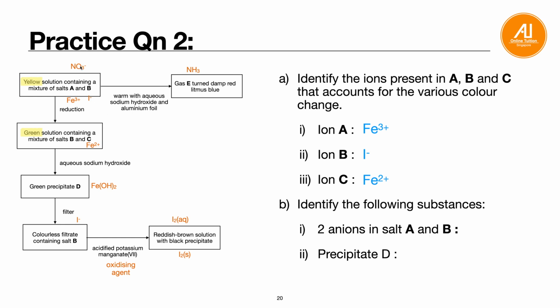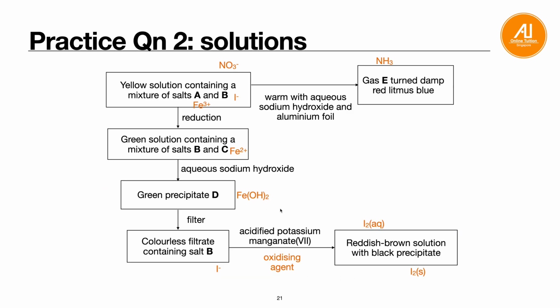Two anions in salts A and B. Same thing again, NO3 minus and I minus. And of course, who is D? Where is D? D is iron 2 hydroxide. Okay, so these are the answers.